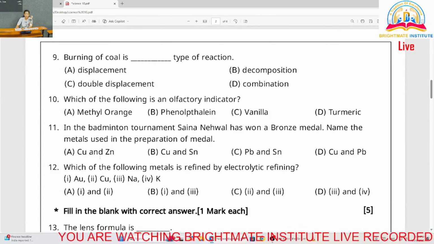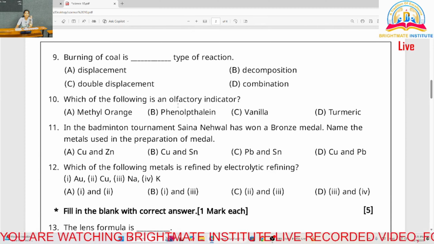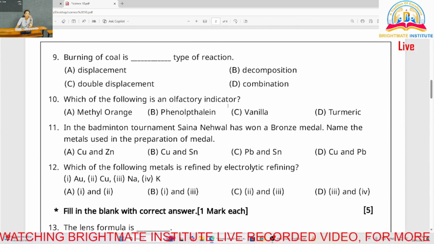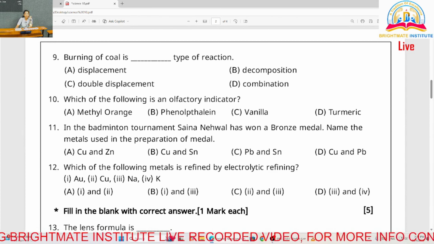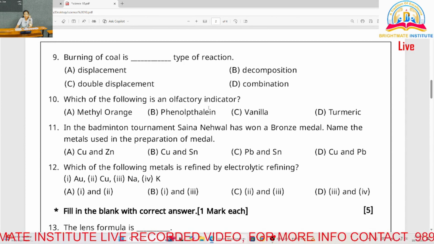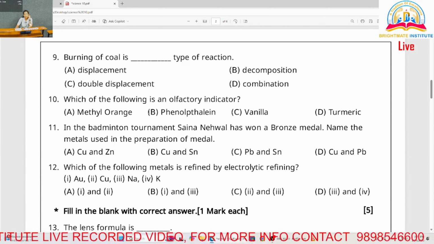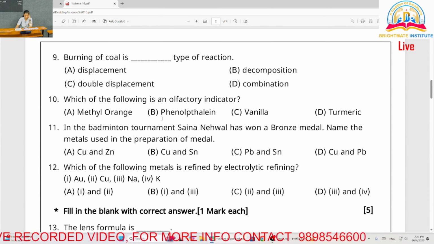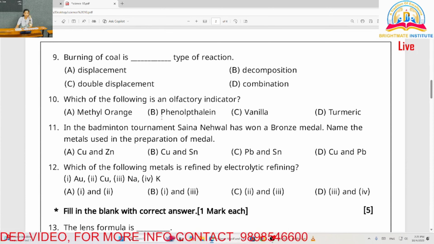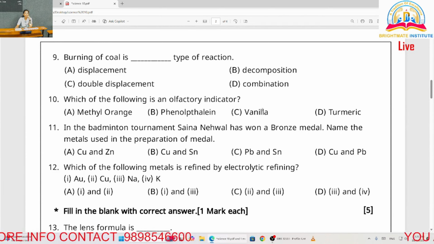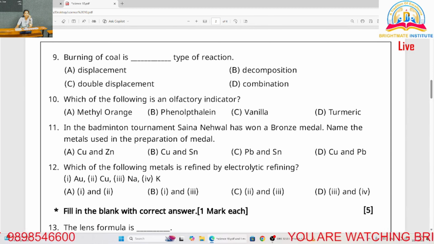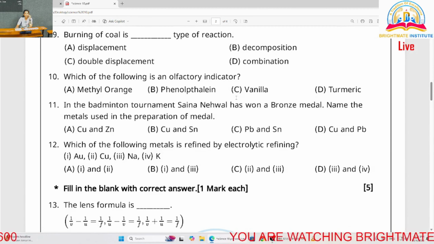Now the 10th one is, which of the following is an olfactory indicator? Now olfactory is related with the sense of smell, which is done by the nose. So these indicators or receptors are present in the nose. So methyl orange is not related with smelling, even phenolphthalein is not related, turmeric is not related, but vanilla, it is having some smell and it is used as an olfactory indicator. So the smell changes and we can indicate it. So it is an olfactory indicator. The correct answer is option number C.